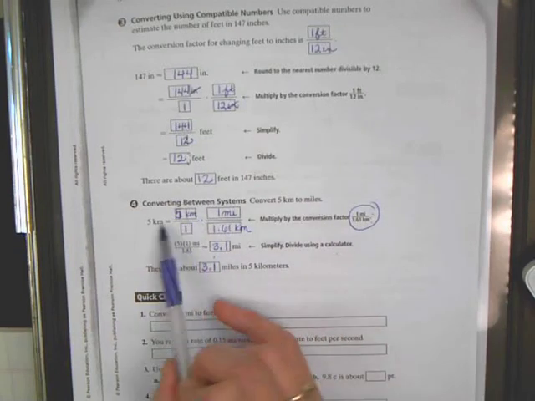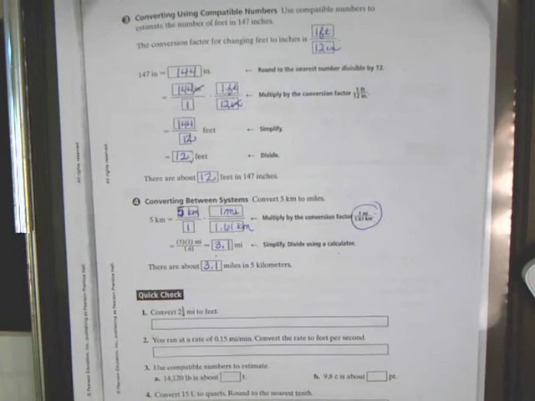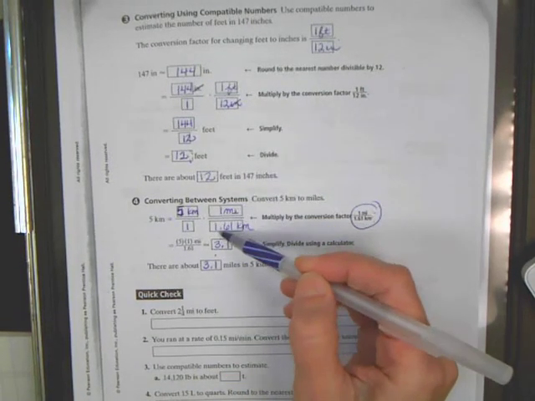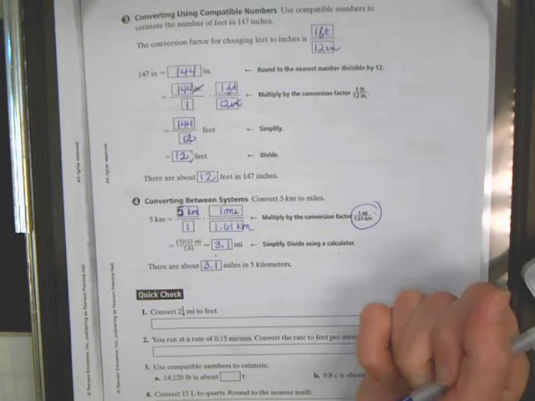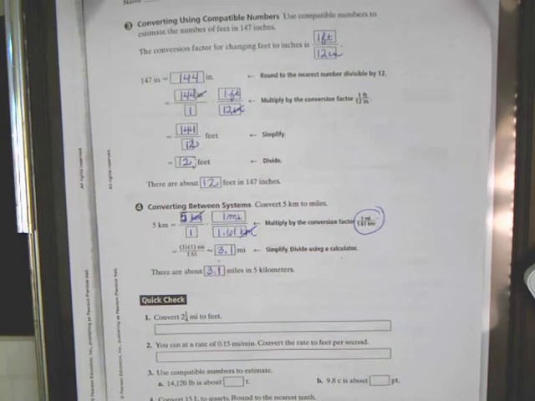So I'm going to do 5 kilometers over 1. I know that's an ugly 5, but it is a 5. 5 kilometers over 1 times my conversion factor of 1 mile over 1.61 kilometers. I can cancel out the kilometers. So 5 times 1 gives me 5, and 1 times 1.61 gives me 1.61, and my remaining label is miles. So when I divide, I get approximately 3.1 miles, so there are about 3.1 miles in 5 kilometers.